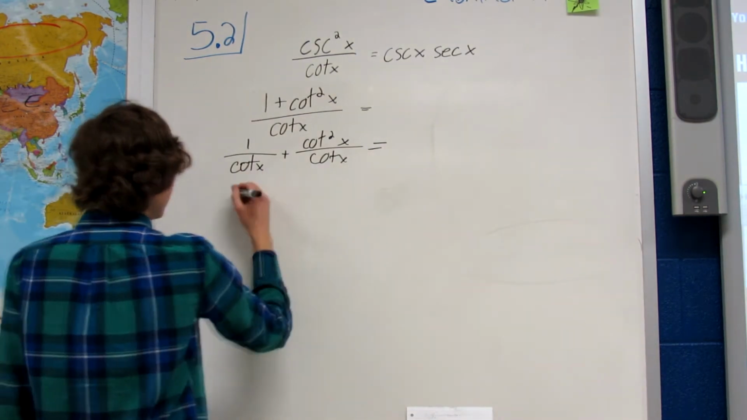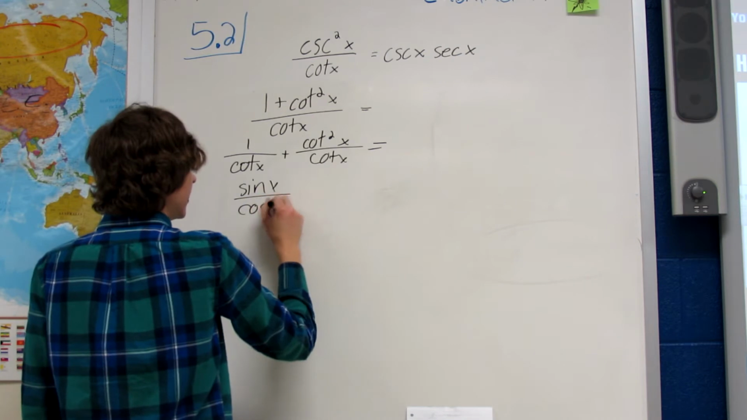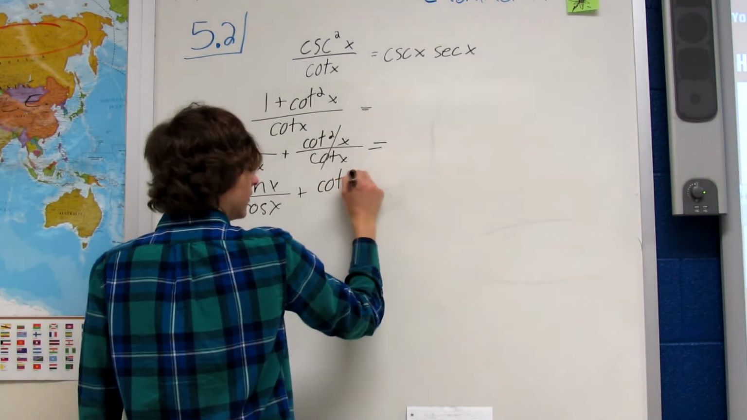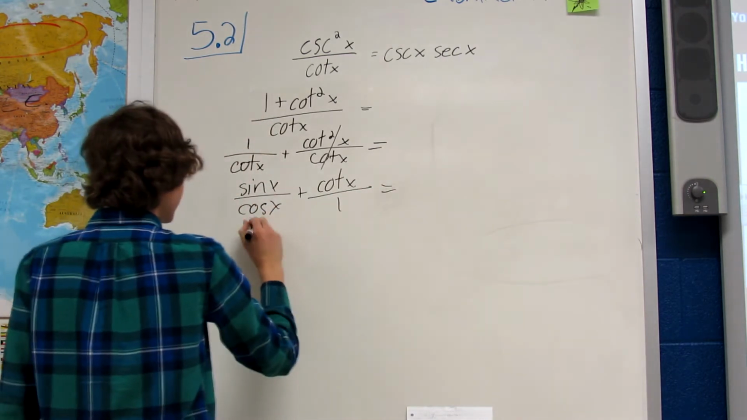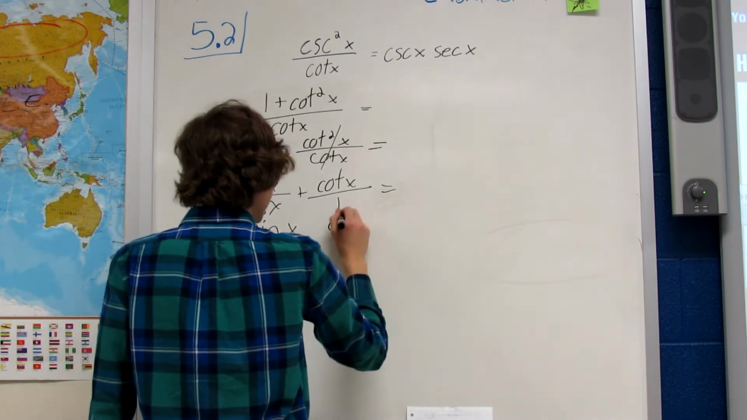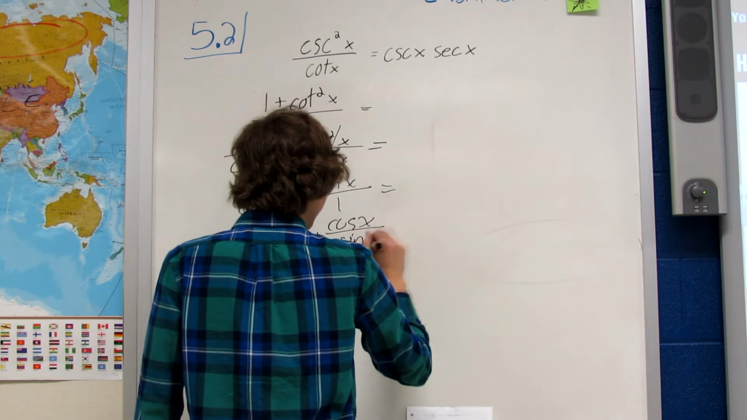Then you can turn this into the sine of x over the cosine of x, and this simplifies into the cotangent of x over 1, and this can be turned into the cosine of x over the sine of x.